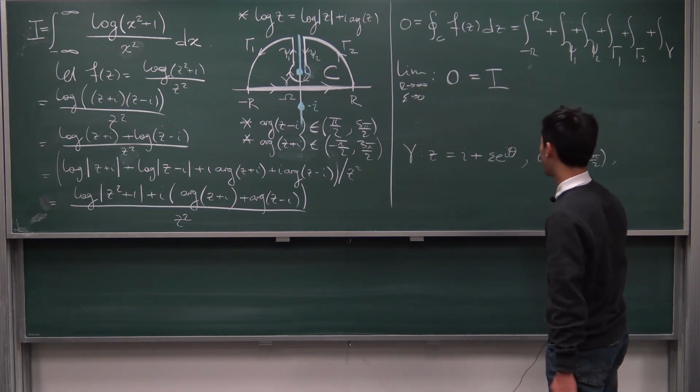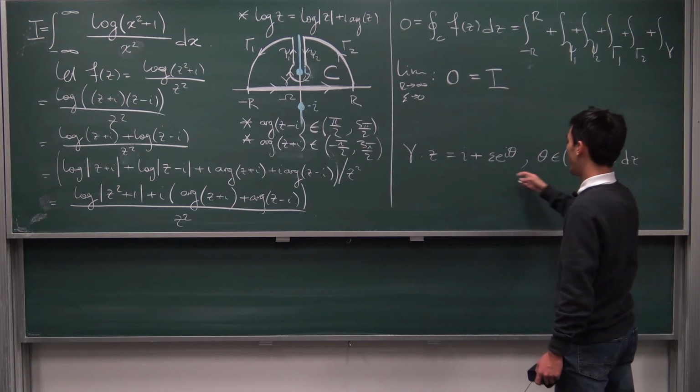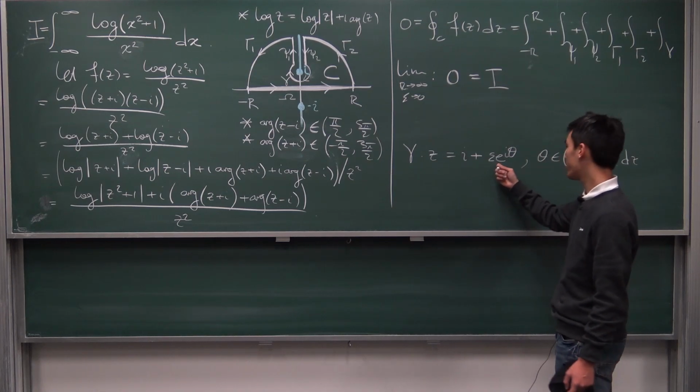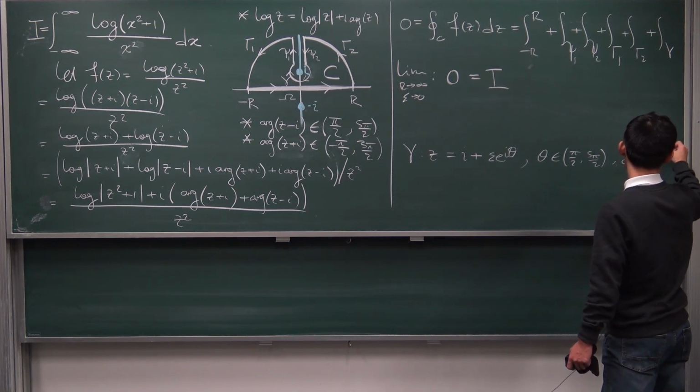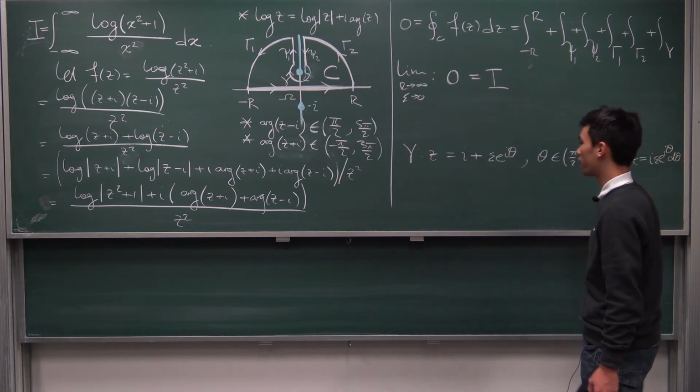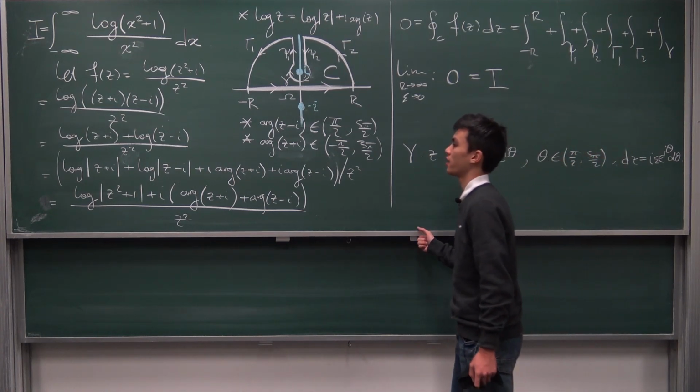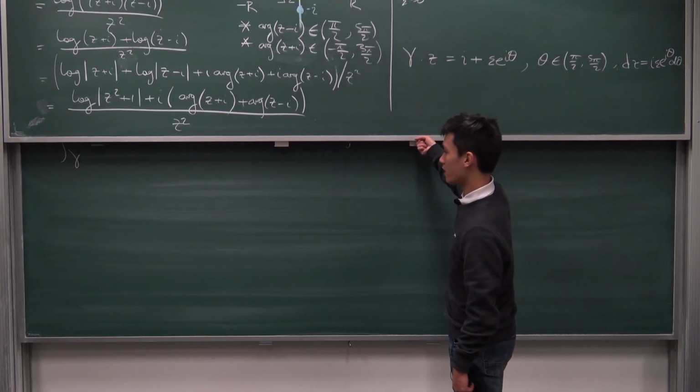And we also have dz. What exactly is that? If you differentiate this, that's i epsilon e to the i theta, just a bit of chain rule. So i epsilon e to the i theta, and then we have a d theta to finish off. That's our gamma parameterization. So let's plug that into our integral here.